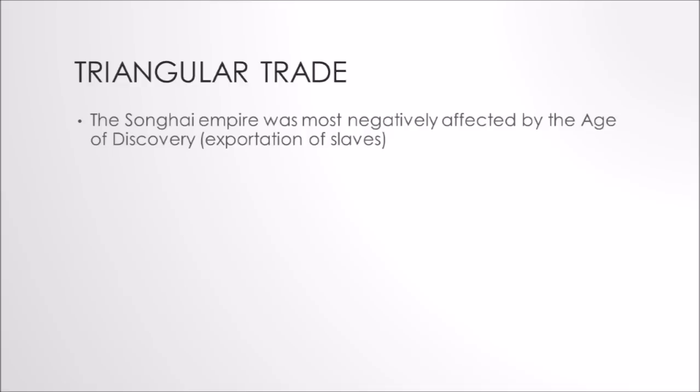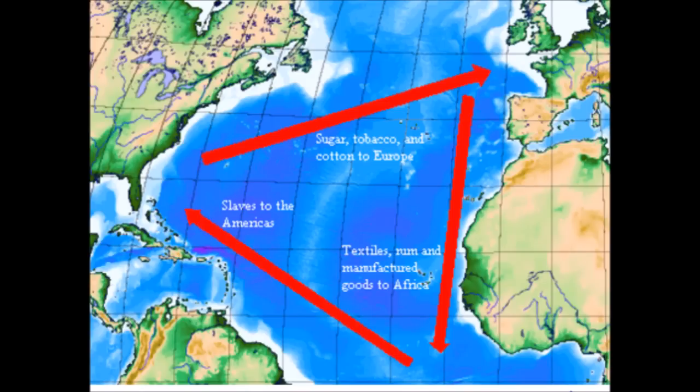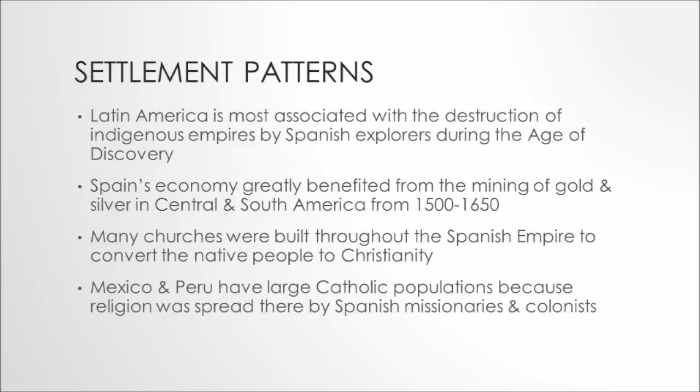Triangular trade. The Songhai Empire was most negatively affected by this age of exploration because of the exportation of slaves. You'll see the slaves that are removed from Africa due to the Middle Passage. And triangular trade connected three areas: Europe, Africa, and the Americas.